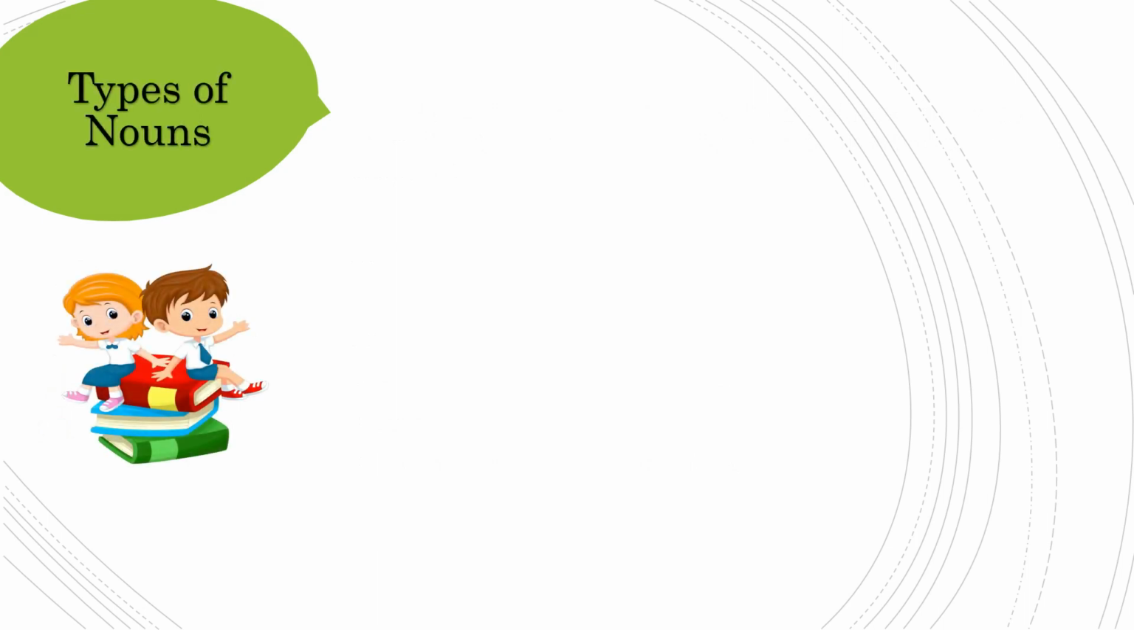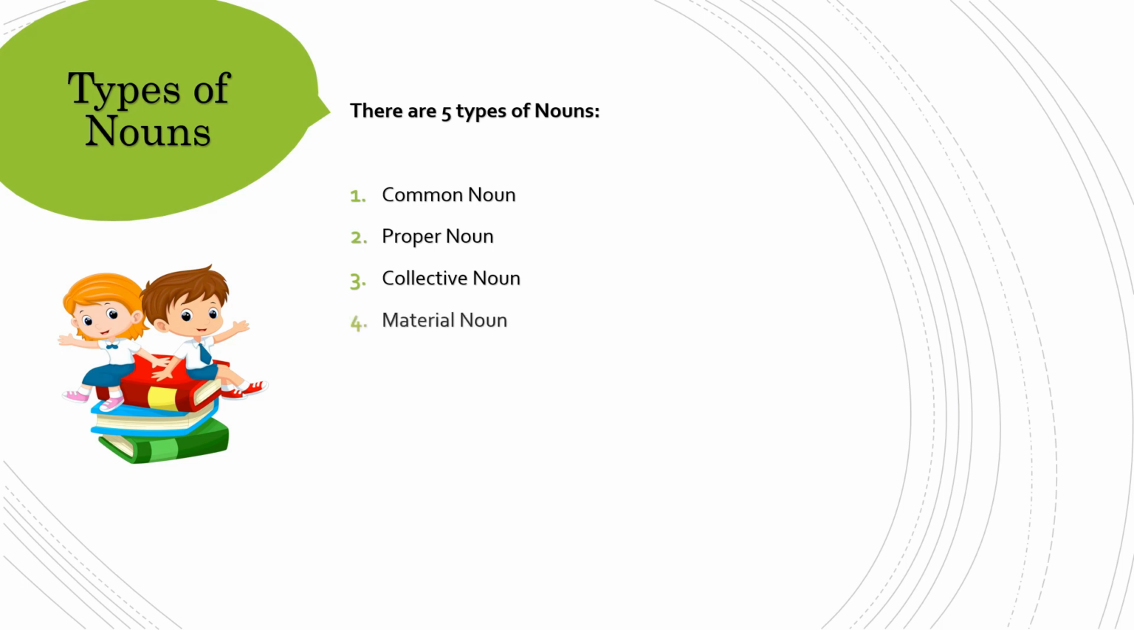Types of nouns. There are 5 types of nouns. Common noun. Proper noun. Collective noun. Material noun. Abstract noun.